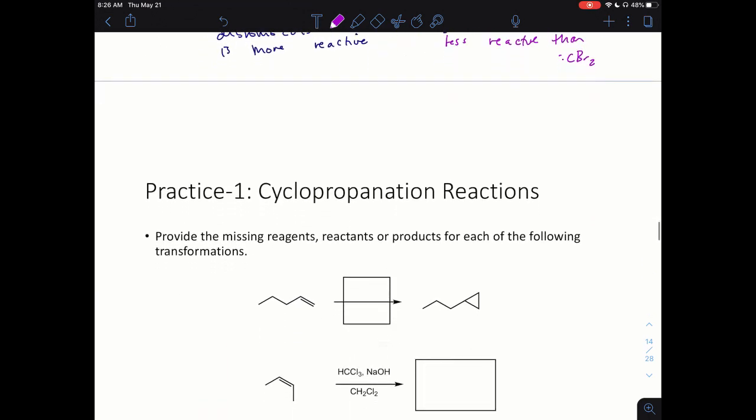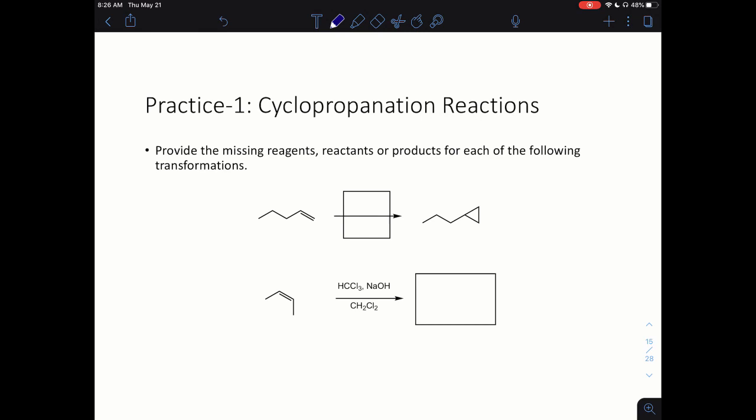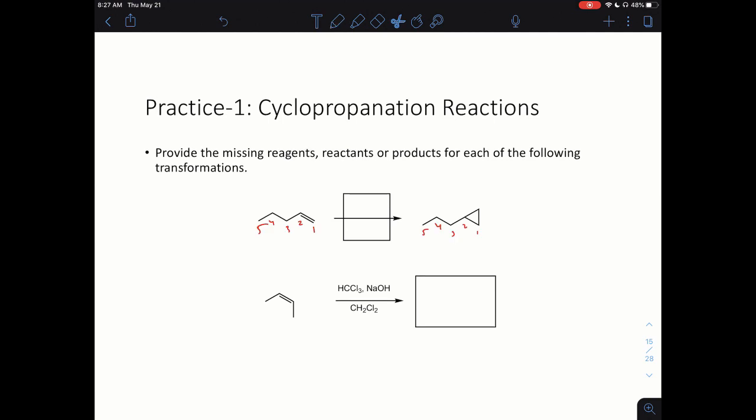Okay, let's keep going. Let's practice and then let's move on. Provide the missing reagents, reactants, or products for each of the following transformations. Please pause and do this yourself. So we'll notice here that we've added CH2 across the two carbons of an alkene. There are two ways that we can perform this transformation. We can generate carbene. That's where the CH2 comes from.